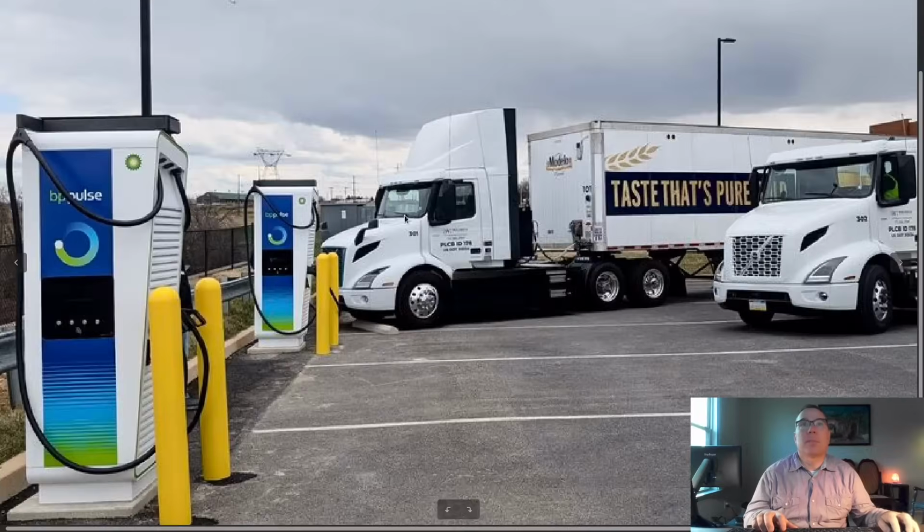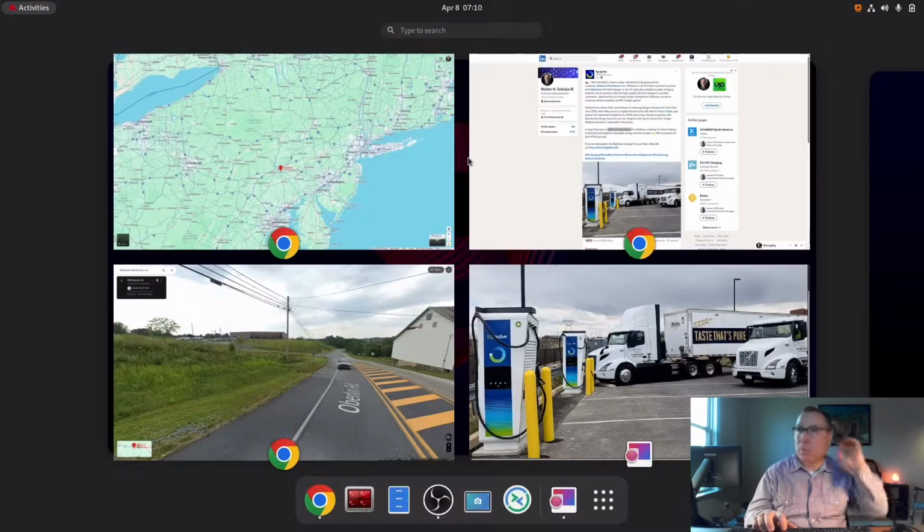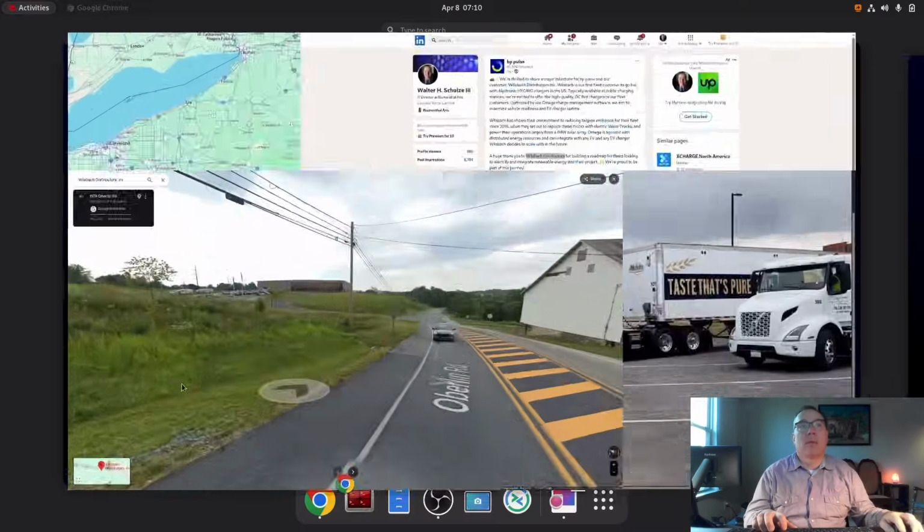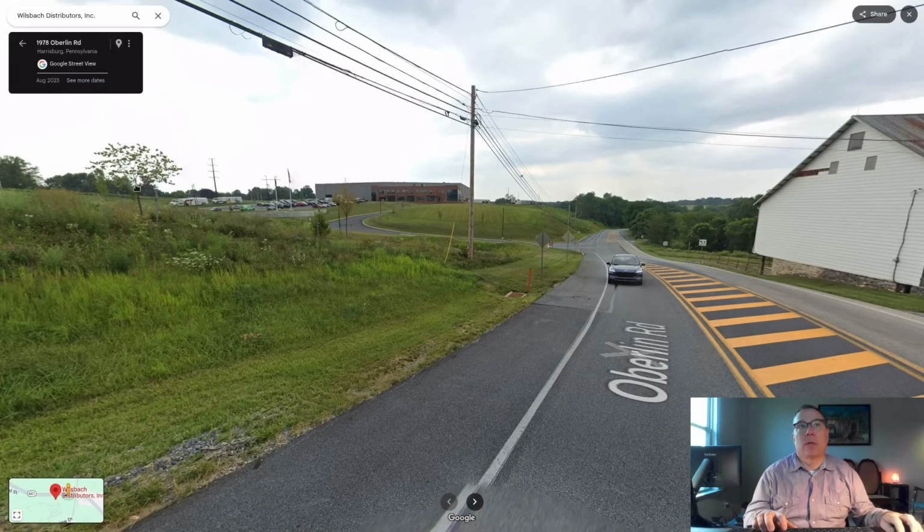Where is the picture? This is the picture. Okay, so zoomed into that picture, you see the truck over here charging at the Alpitronic, but in the background we see a building with a green roof, and we see some transmission towers for electricity right over here. And so that was something I thought I could key on. And when I looked up Wilsbach Distributors, I found this building is their headquarters.